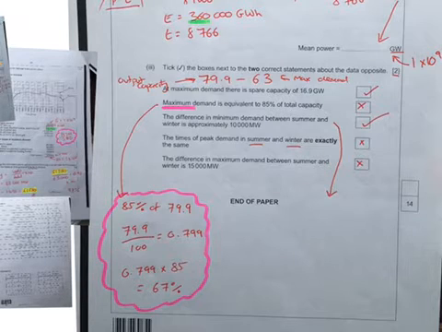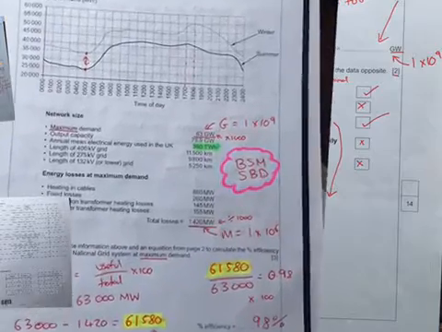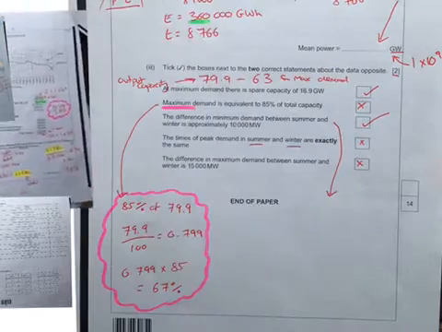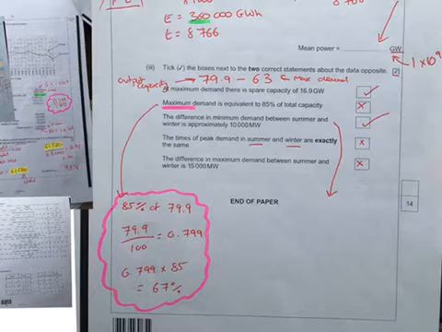Maximum demand is equivalent to 85% of total capacity. Well, my total capacity is 79.9. Now, I'm going to find 1% of each of these. So 85% of 79.9: let me find 1% of 79.9, which is 0.799. Now, let's find 85 of those, and that comes out to 67%, which is wrong, because it reckoned it was 85% of total capacity. But that is actually 67%.